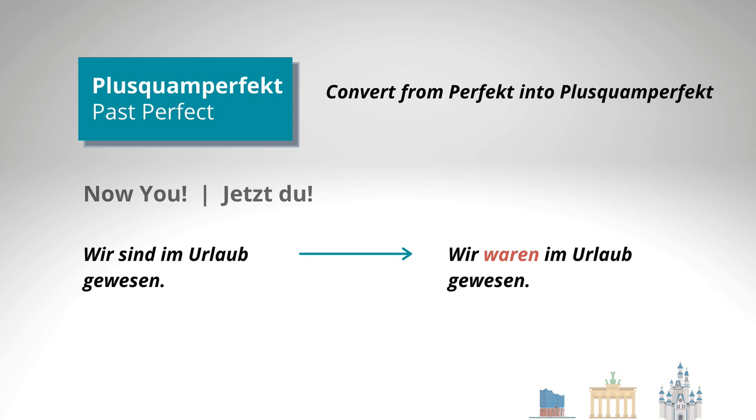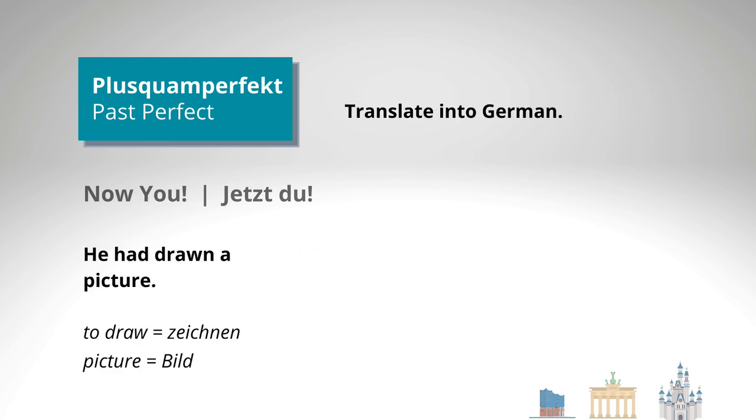Because what we're going to do now is translate into German. I'm going to give you a sentence in English which uses the past perfect, and your task is to translate it into German. Our first example sentence is he had drawn a picture. He had drawn a picture. Little side note, to draw in German means zeichnen, and the German term for picture is Bild. With that in mind, please translate the sentence into German.